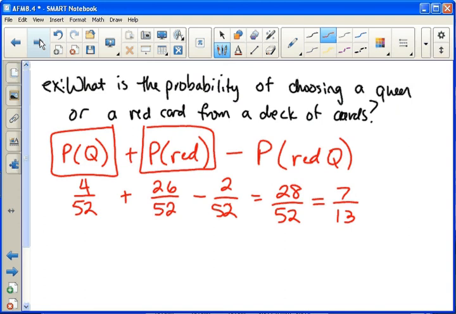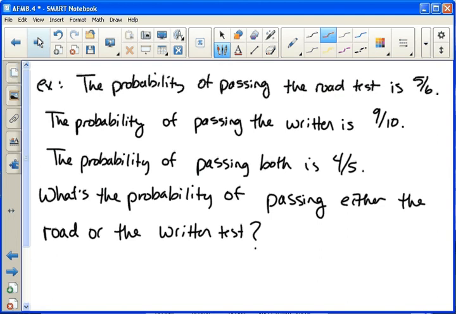Let's say that the probability of passing the road test is 5 out of 6 when you're getting your license, and the probability of passing the written test is 9 out of 10. The probability of passing both is 4/5. So what's the probability of passing either the road test or the written test? So these are obviously mutually inclusive. You can do both at the same time. In fact, hopefully you will, or you did. But you can pass the written and pass the road test when you go. So these are mutually inclusive.